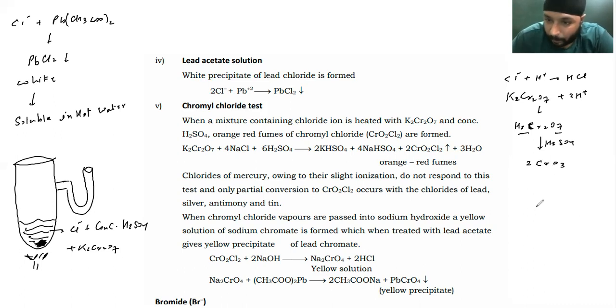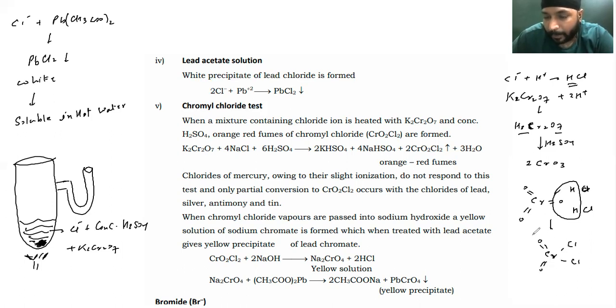Now these two molecules of CrO3, when they combine with HCl, which is produced in the above reaction, will lose H2O and I'll be getting CrO2Cl2. That is chromyl chloride, which is reddish orange vapors coming out of the test tube. So here I am getting the vapors of CrO2Cl2. This one is chromyl chloride.